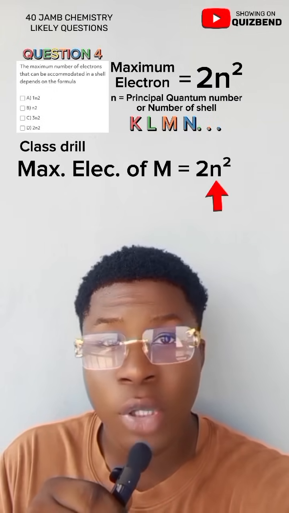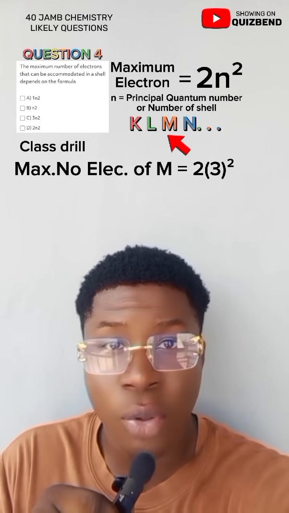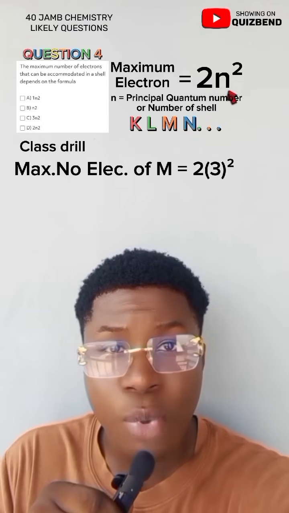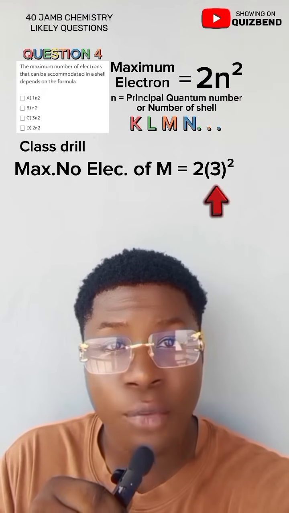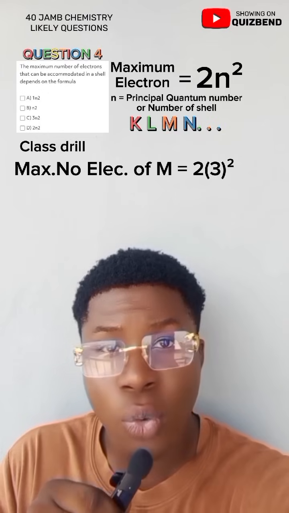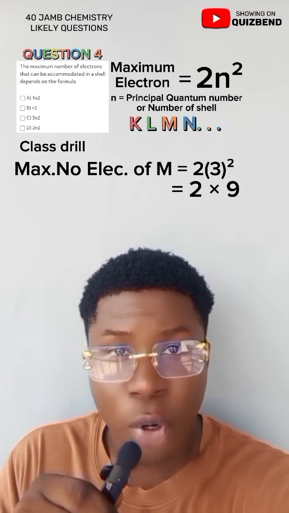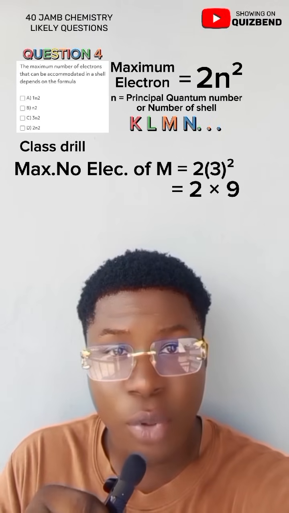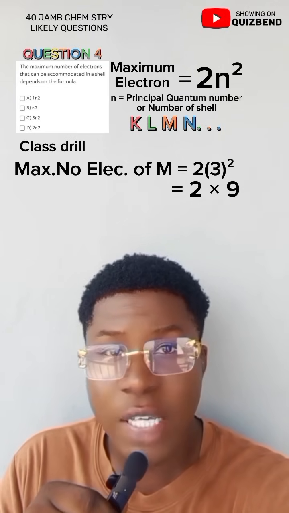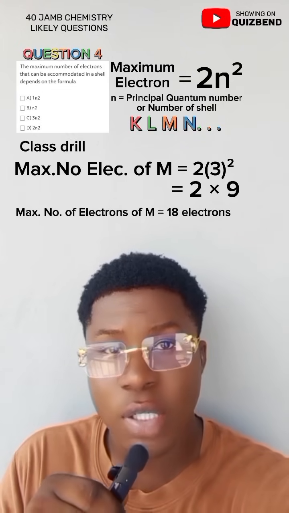The value of n is 3, because 3 is the number of the M shell we are dealing with. So the maximum number of electrons is equal to 2 times (3)², substituting 3 for n. First, resolve 3 raised to the power of 2, which gives us 9. 9 multiplied by 2 gives us 18. So the maximum number of electrons that the M shell can accommodate is 18.